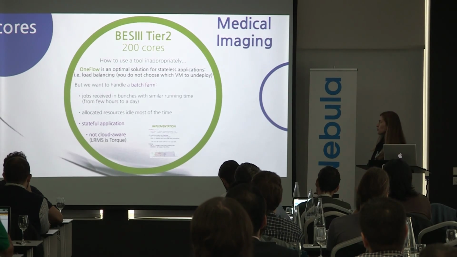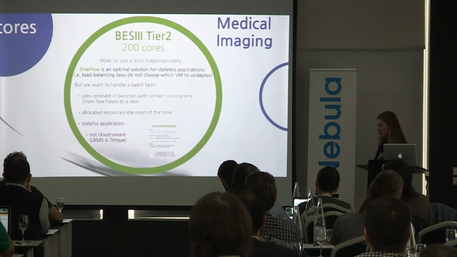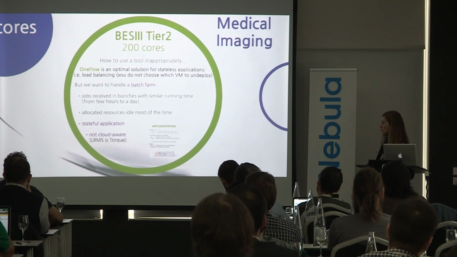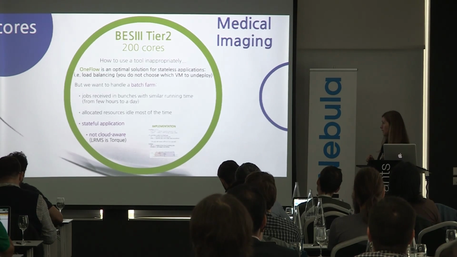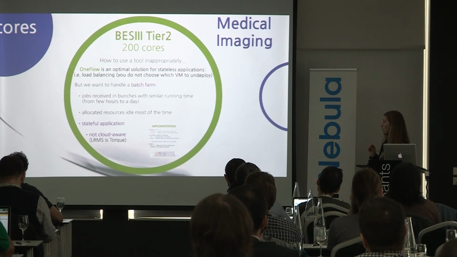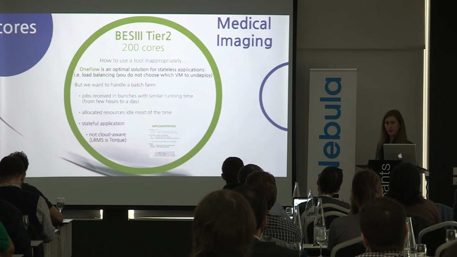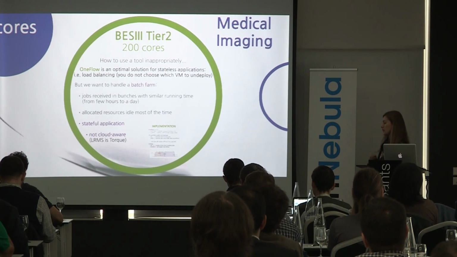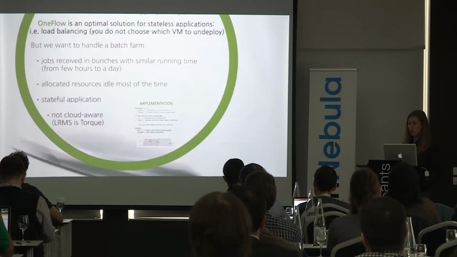But we chose to use this solution anyway because the jobs running on this farm have some features: they are received in bunches, in trains of jobs, and within a bunch, all the jobs have more or less the same running time. Sometimes it's just a few hours if it's a bunch of test jobs, sometimes it's a day, but still we have bunches of jobs, and then resources are idle most of the time. So what to do?